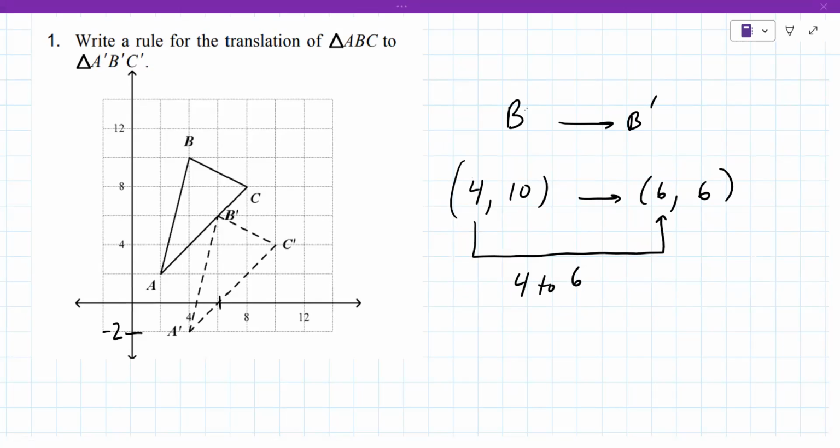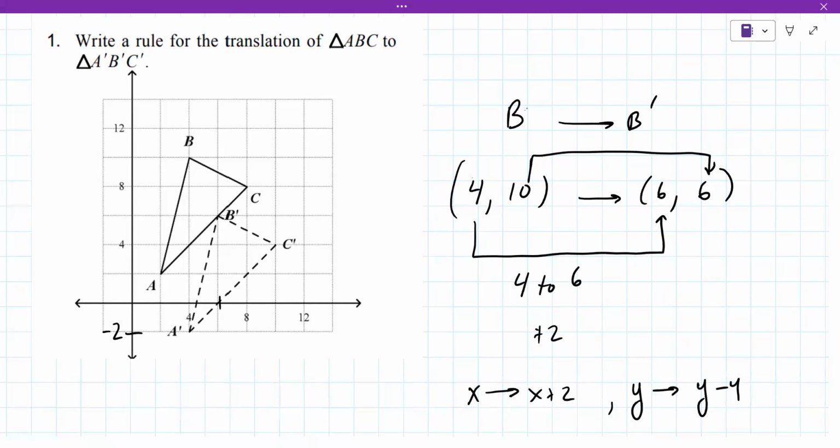To go from what to what? 4 to 6. Oh, +2. Plus 2. Okay. Right, so that's what I have. X plus 2. So X goes to X plus 2, and Y is Y minus 4. Okay. Yes, and that's what I was looking for. That's exactly right. Okay, very good.